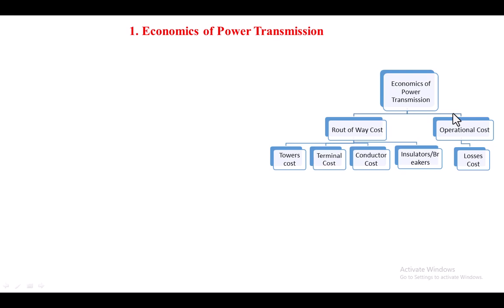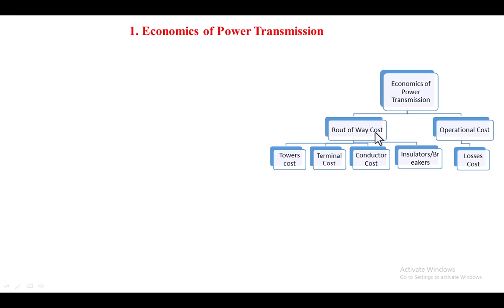The economics of a power transmission system is broadly divided into two categories. One is right of way cost, nothing but to lay the transmission line, how much cost is required. The second one is the operational cost. Under the operational cost, the losses which occur in a transmission line will be covered. When you come to the right of way cost, different costs are available.